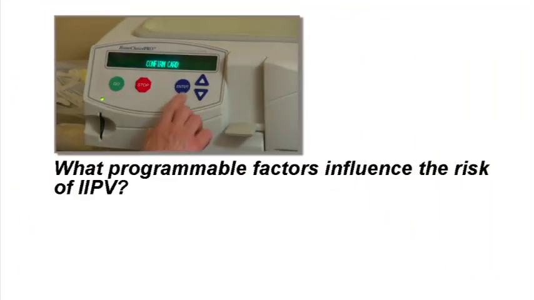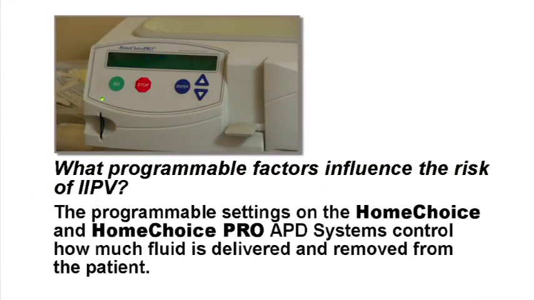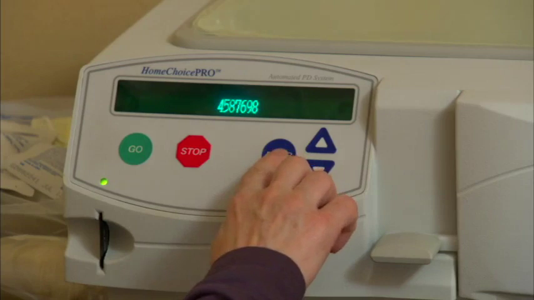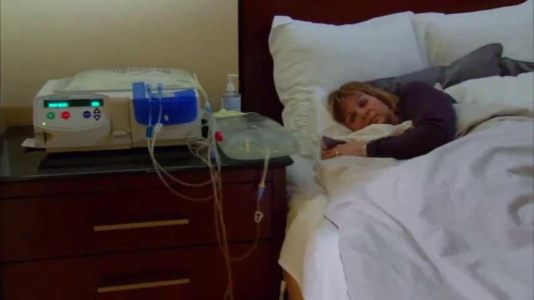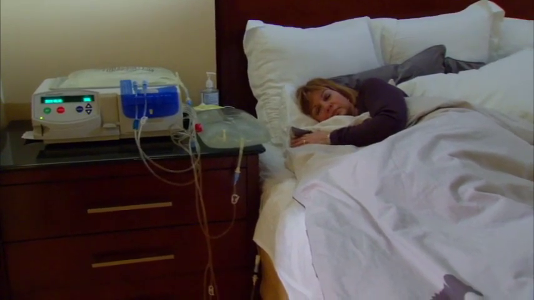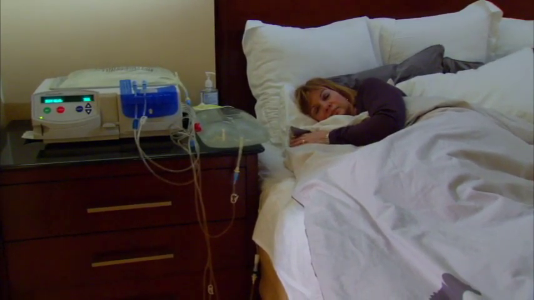What programmable factors influence the risk of IIPV? The programmable settings on the Home Choice and Home Choice Pro APD systems control how much fluid is delivered and removed from the patient. Since the system keeps an estimate of the amount of fluid in the patient's peritoneal cavity at any given time in the therapy, improper programming of these settings may have adverse effects leading to the excess volume filled or insufficient volume drained from the patient.